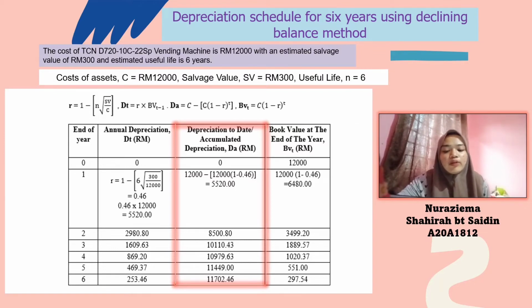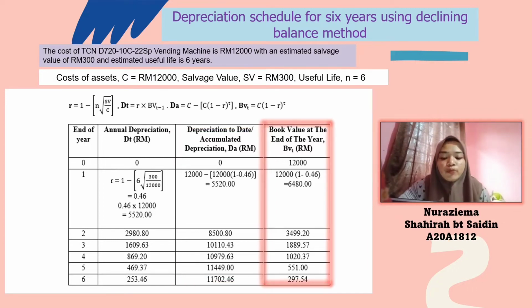To calculate the accumulated depreciation of the next year, you can use the same amount of cost and annual depreciation rate, but you have to change the year value. In the formula we have T. So in the T, you have to change it based on year. As example, if year 2, change it to number 2. If year 3, change it to number 3.